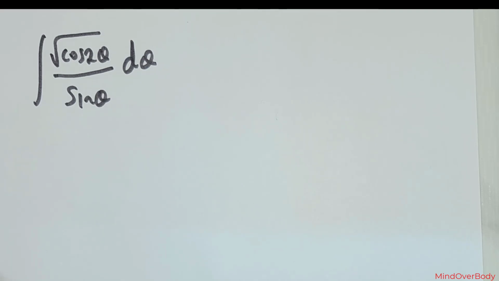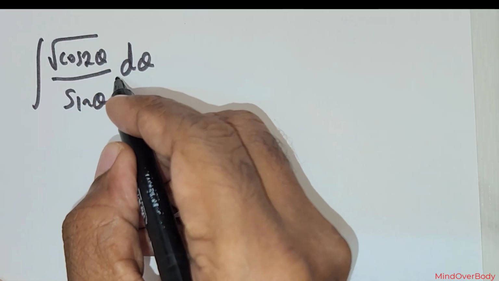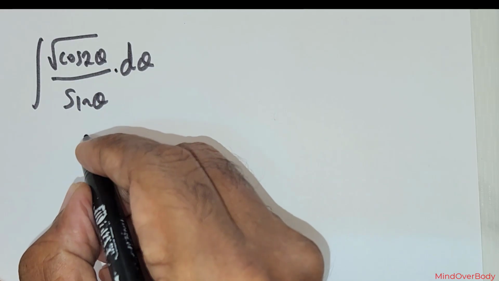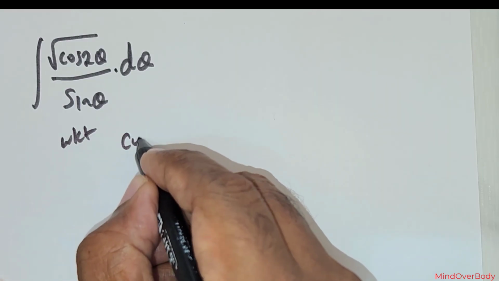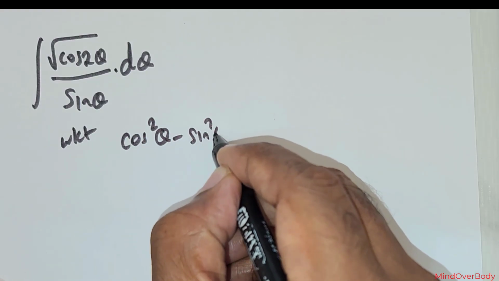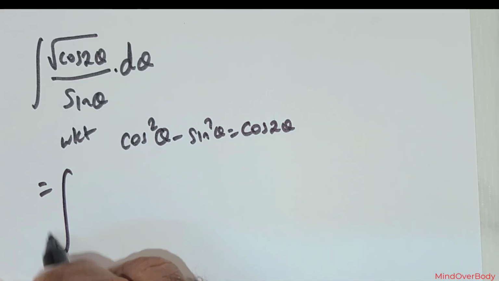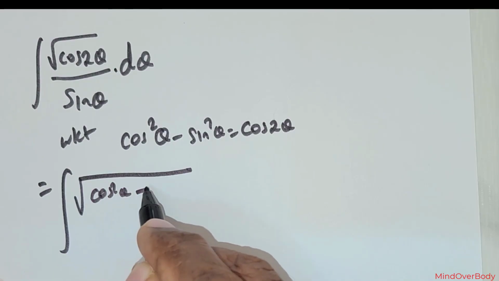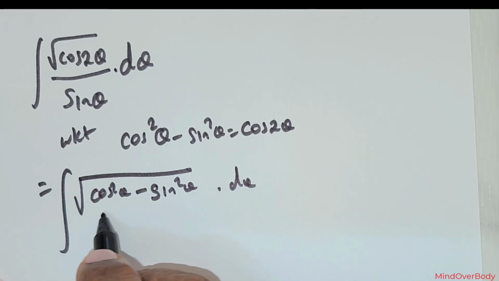Good day everybody. We are expected to integrate this question, the integral of square root of cos 2 theta over sin theta times d theta. Now I will utilize the following formula. We know that cos squared theta minus sin squared theta is cos 2 theta. So this can be rewritten as root of cos squared theta minus sin squared theta times d theta.